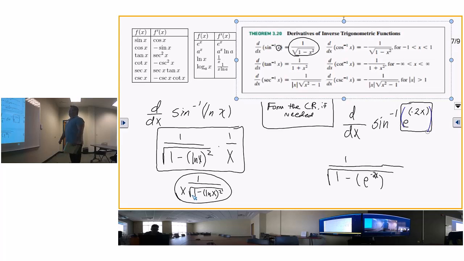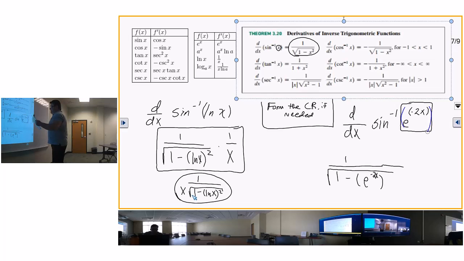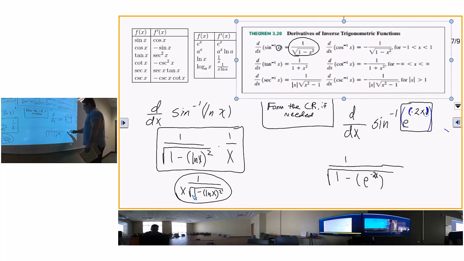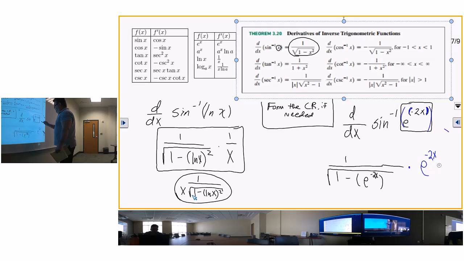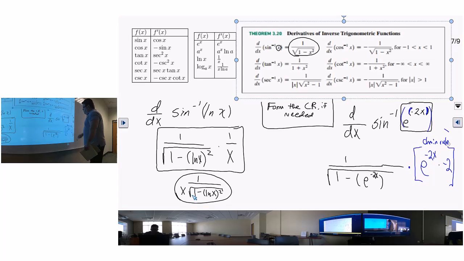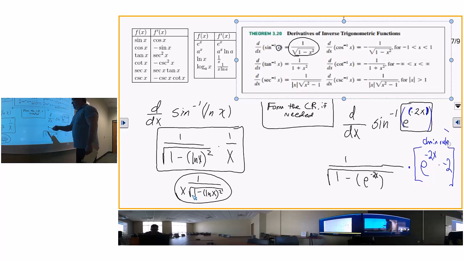What is the derivative of e to the 2x? Okay, e to the 2x. Well, it's e to the 2x times what? Negative 2, because you've got to do what's in the parentheses. So that's going to be multiplied by e to the negative 2x times what's the derivative of negative 2x? And this right here is nothing but the chain rule. So you plugged and chugged, and then you took the derivative of what's inside.